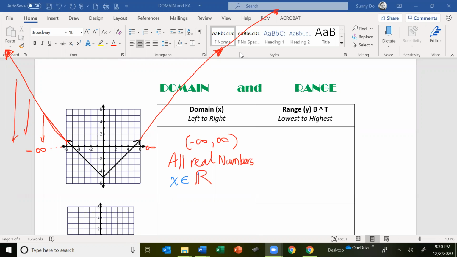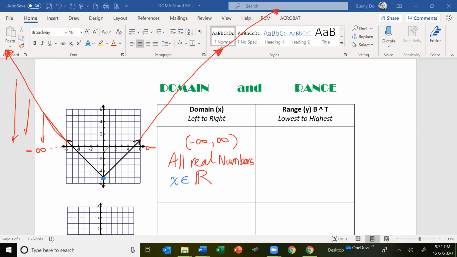Okay, the range is the opposite. So we looked left to right already. Now we look bottom to top, low to high, right? We're looking at the lowest numbers and the highest numbers. I'm going to be using blue for this one. So on the graph, as you can see right here, it extends all the way up, but it has a number at the very bottom, right? The lowest point on the graph is this one right here.